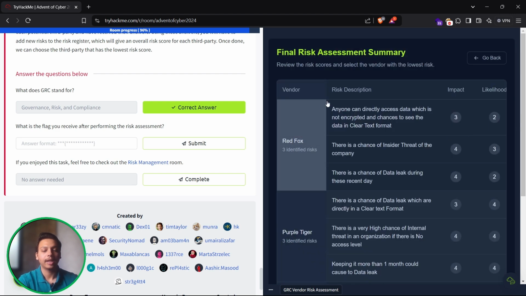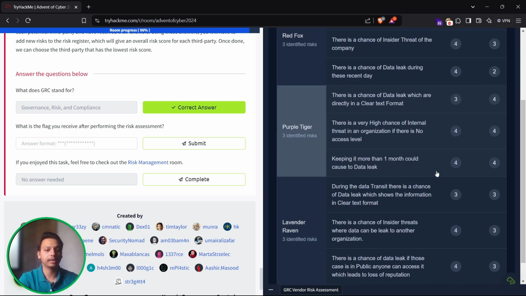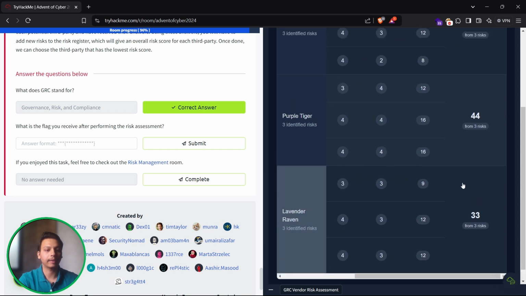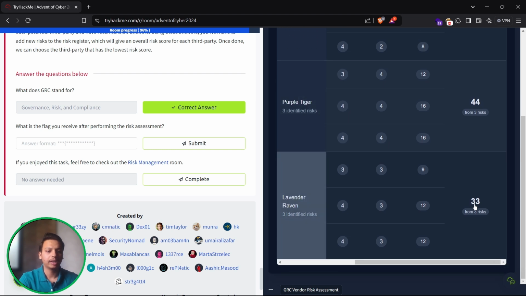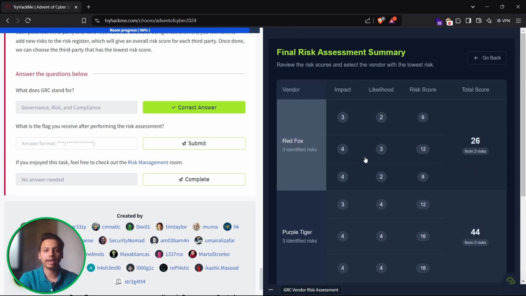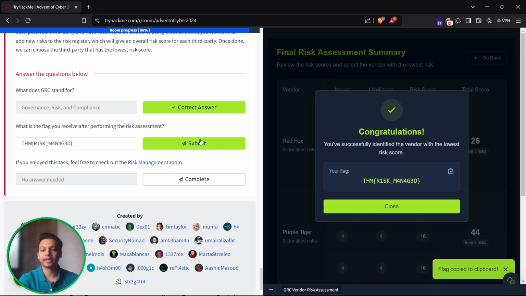Let's just complete it, and you can see the vendor has given the likelihood and the impact over here. Yeah, these are the scores. So the total score is calculated by impact and likelihood, and the total risk score is shown. After that, the total risk from the 3 questions is 26, 44, and 33. So the least risk is with the red fox. So we have completed the scores over here. Let me just copy the flag and paste it.